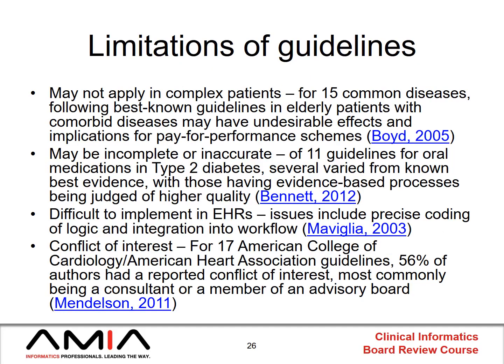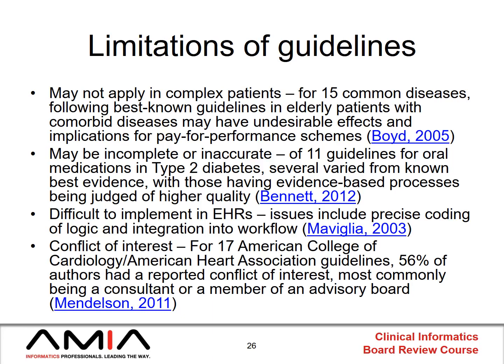There are a number of well-known limitations of clinical practice guidelines, and these become important as we try to implement them in clinical information systems. One limitation is that guidelines may not apply in complex patients. For example, one analysis looked at guidelines for 15 common diseases that are seen in elderly patients, and for those who have comorbid diseases, there may be undesirable side effects, and this may even have implications for various pay-for-performance schemes that we try to guide physician behavior with.